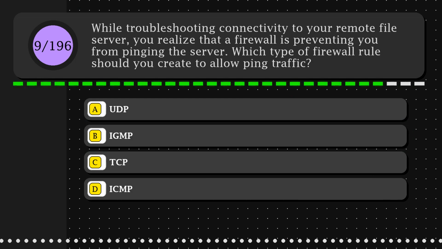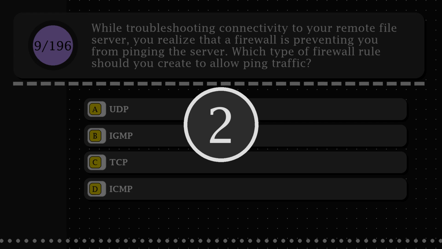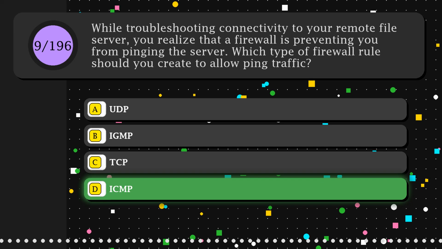Question 9. While troubleshooting connectivity to your remote file server, you realize that a firewall is preventing you from pinging the server. Which type of firewall rule should you create to allow ping traffic? Option A, UDP. Option B, IGMP. Option C, TCP. Option D, ICMP. The correct answer is option D, ICMP.